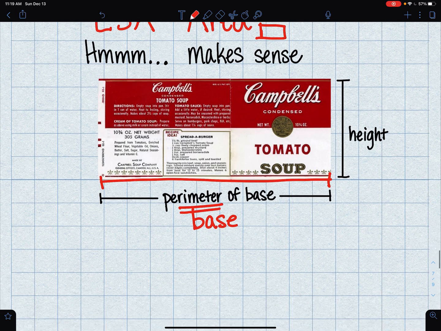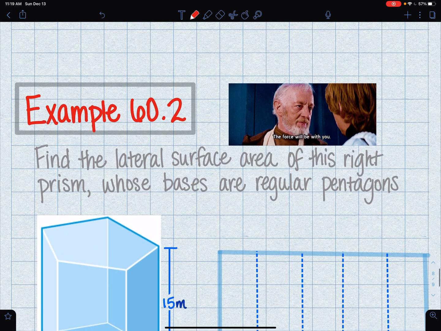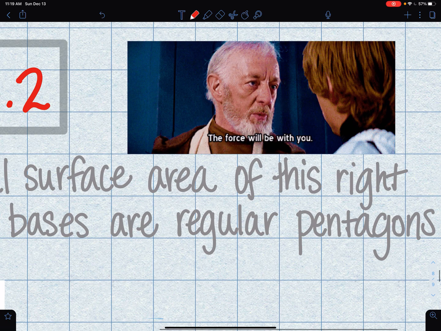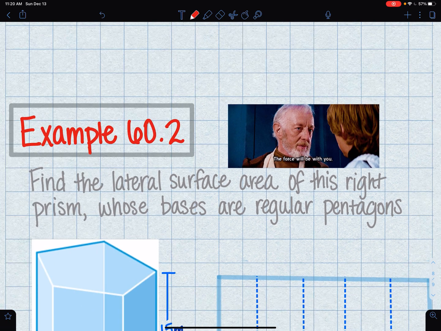Okay? So let's jump into an example. And don't worry, the force will be with you as we do this. It's going to be great, okay?